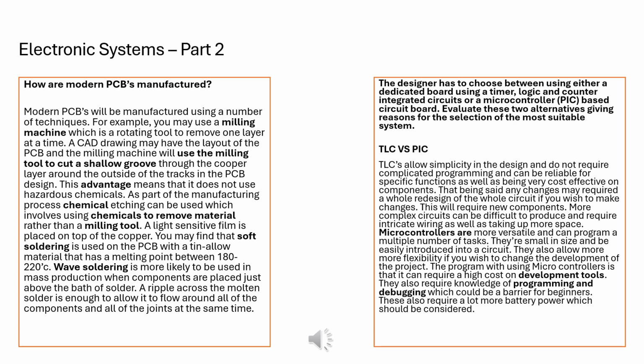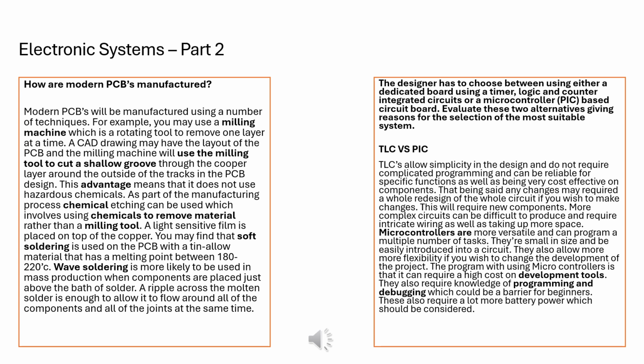So this is what you will commonly use in the classroom, but then you've also got wave soldering, which is used in mass production, when the components are placed just above a bath of solder, and there's like a ripple across the molten solder that allows it to flow around the components and all the joints at the same time. So these are the processes you'll need to be okay with.